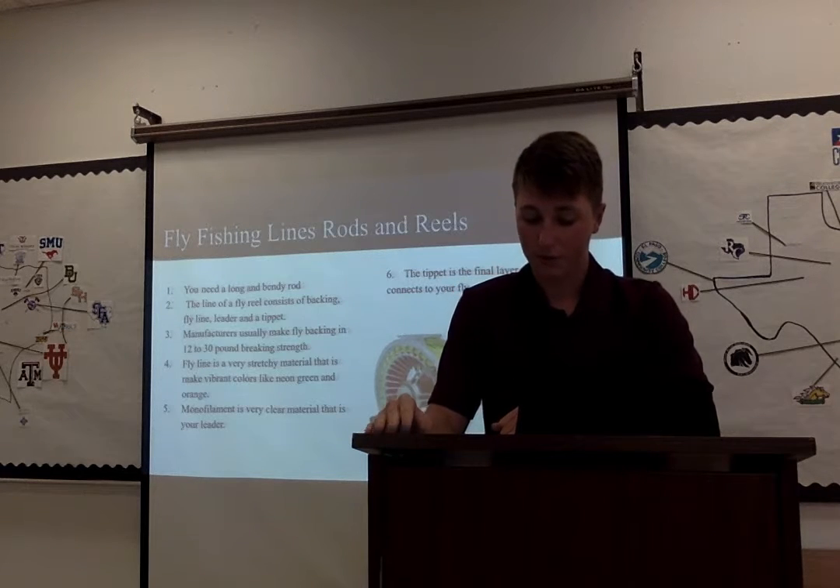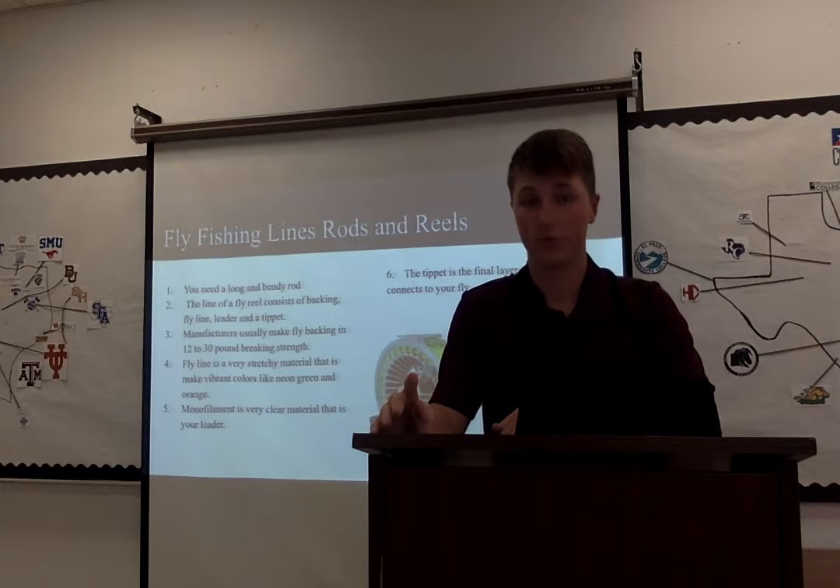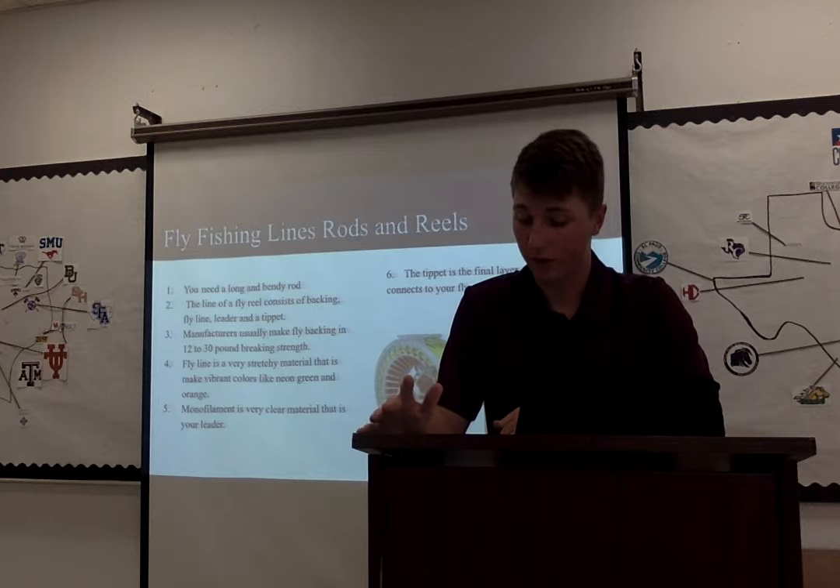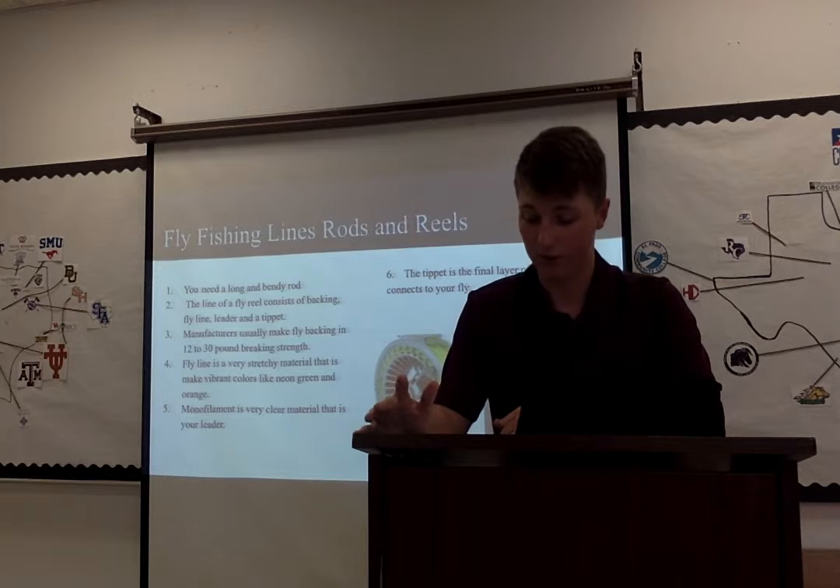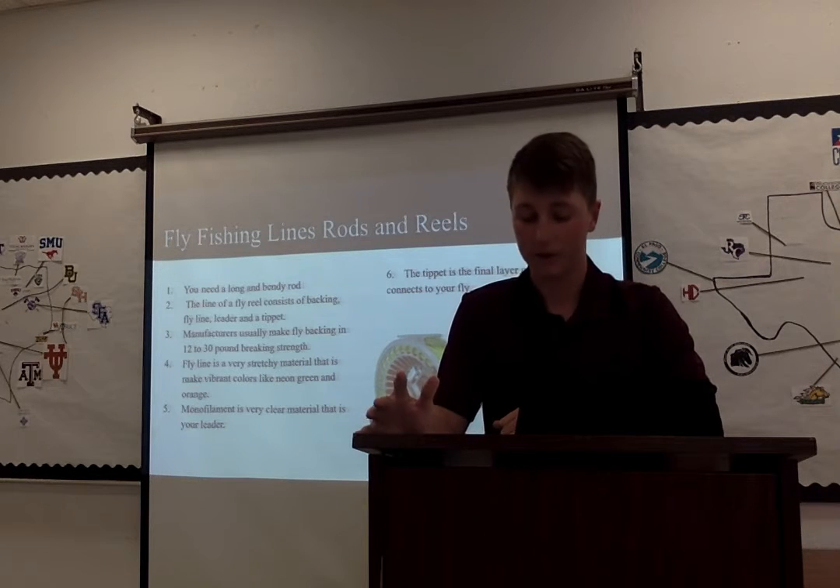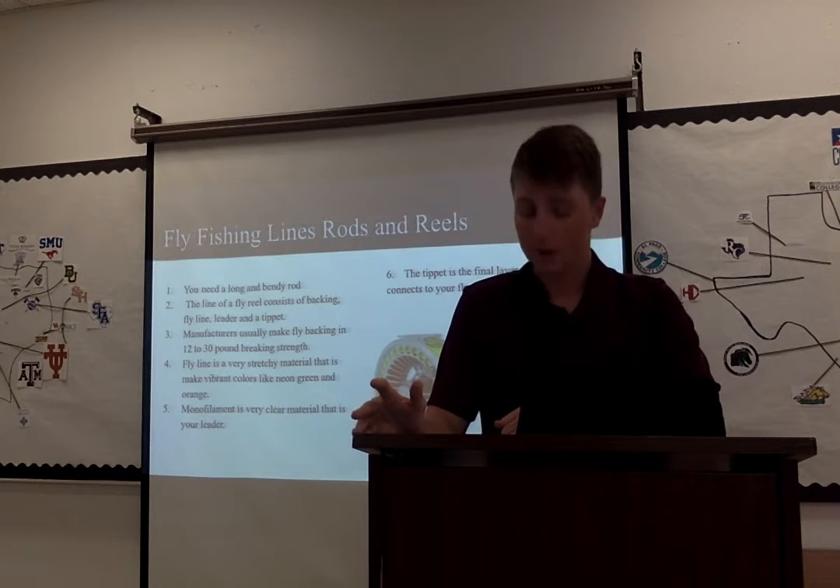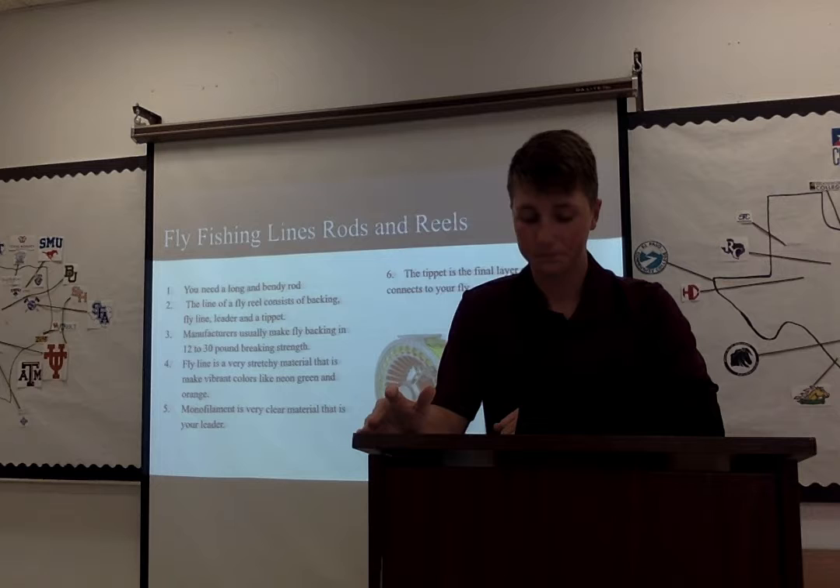Fly fishing is very different from anything else because the equipment you use is very unique. To fish, you need a very long and bendy rod and a fly reel. The line of a fly reel consists of backing, fly line, leader, and a tippet. Fly backing is a small diameter line which goes to the metal spool of the reel. Manufacturers make this line in usually the 12 to 30 pound breaking strength.